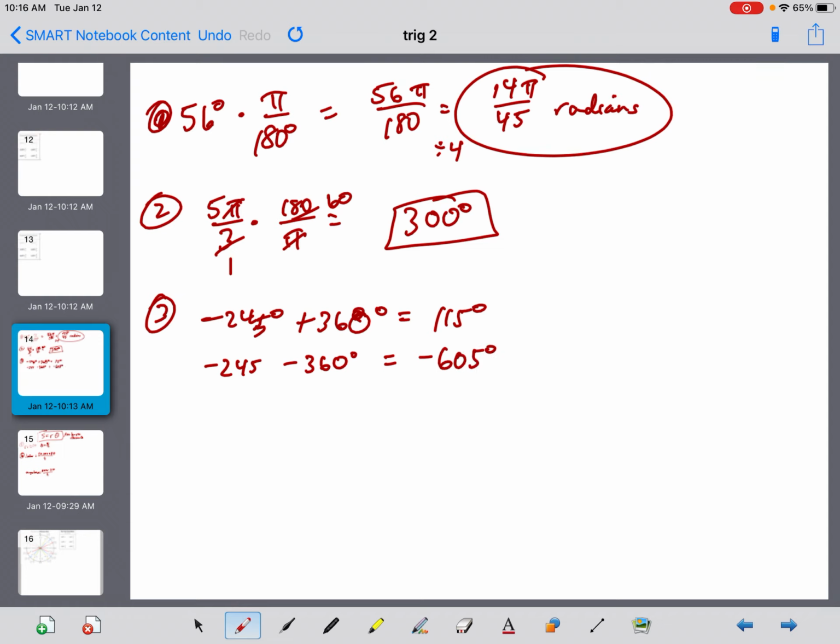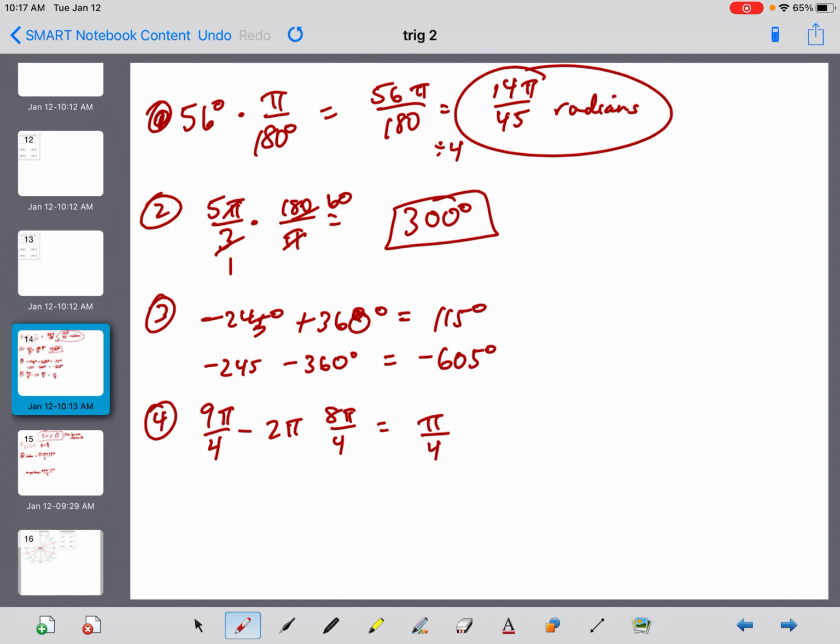Okay? So the second one here, number 4, we're not going to be able to add and subtract because it's already more than one full rotation. So we're going to subtract twice, actually. So we're at 9 pi over 4, and we have to subtract 2 pi, which is the equivalent of 360. But 2 pi is the same as 8 pi over 4. So 9 minus 8 is 1, so it's just going to be pi over 4.